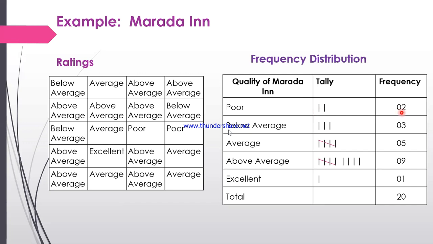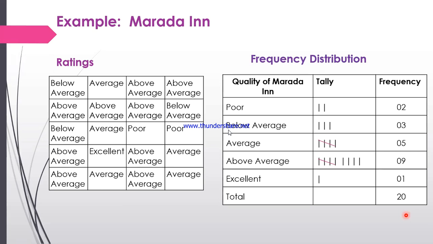So here 2 tallies, here 3 tallies, here 5 tallies, here 9 tallies, here 1 tally, total 20. Because we got the responses from the 20 guests, we got this. What is the insight we can get from this frequency distribution? Just presenting is not enough. Then we have to give some insights about the quality of the Merida Inn.